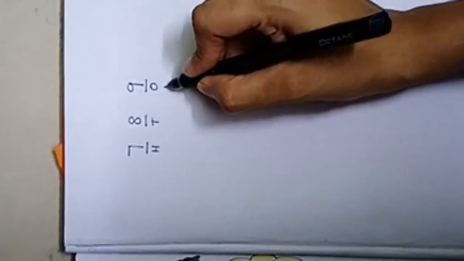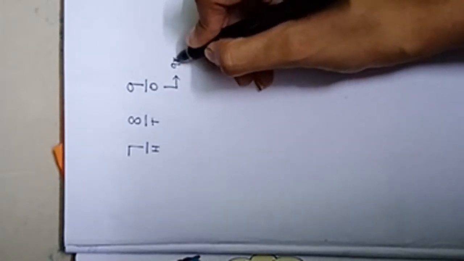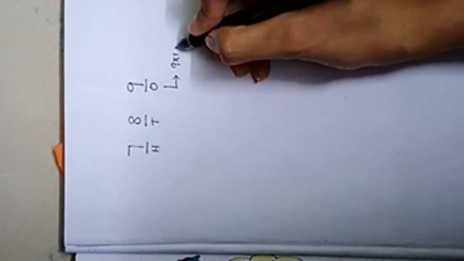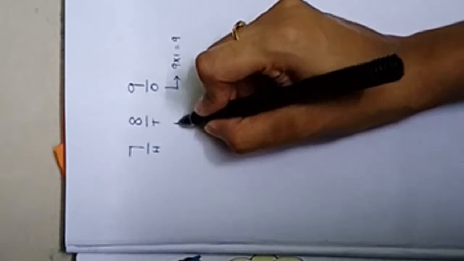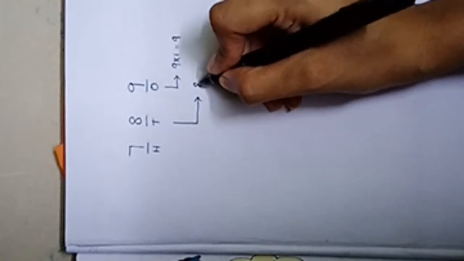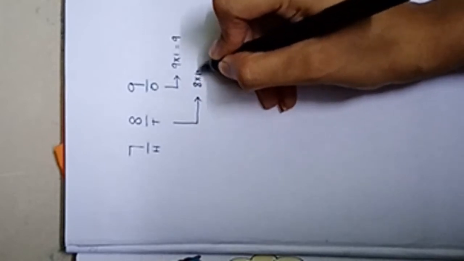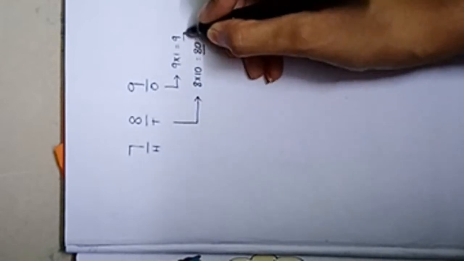I want the place value of the ones place number, so I have to multiply 9 by 1. So the place value of number 9 is 9 only. And how do we get the place value of the tens place number? 8 is present in the tens place, so you have to multiply by 10. 8 multiplied by 10, so 8 tens are 80. 80 is the place value of 8.